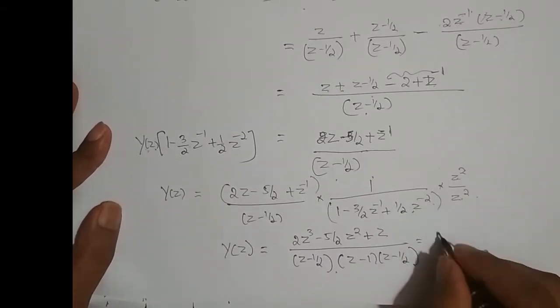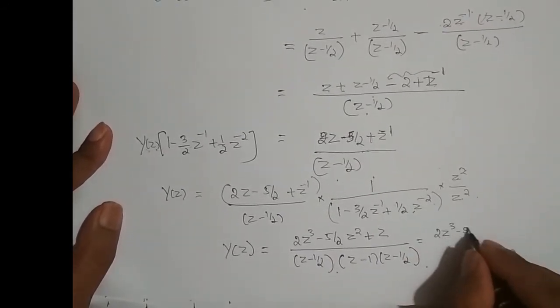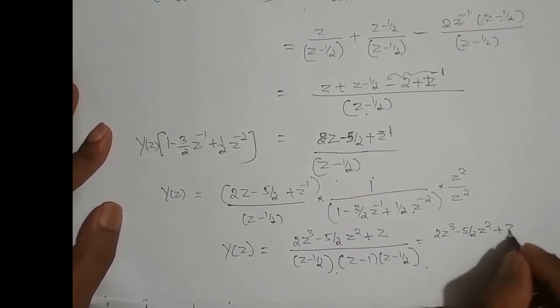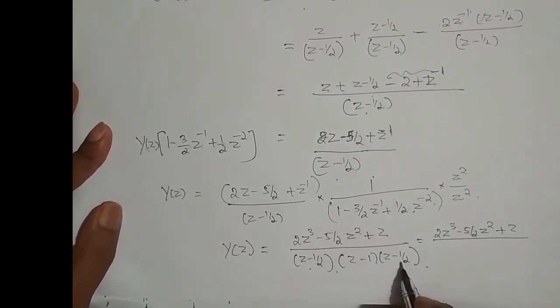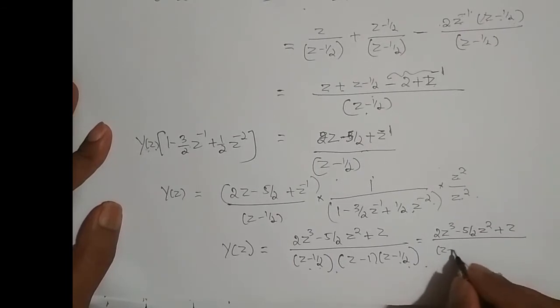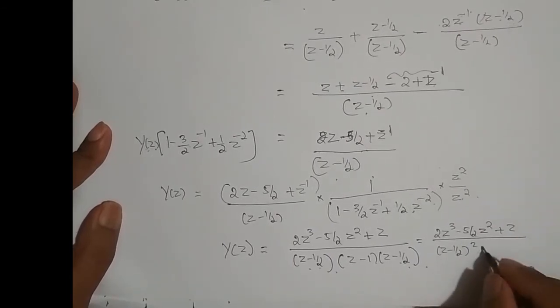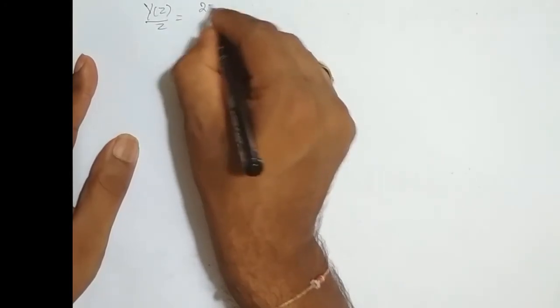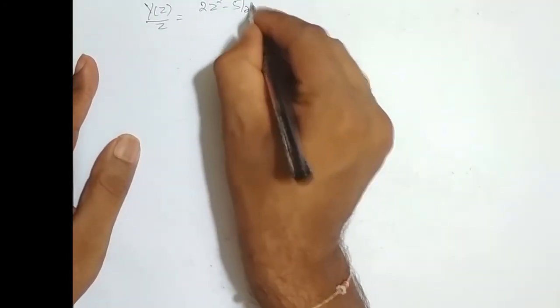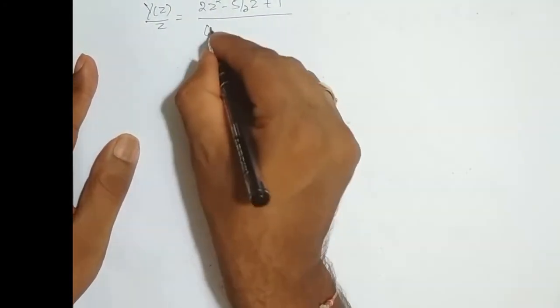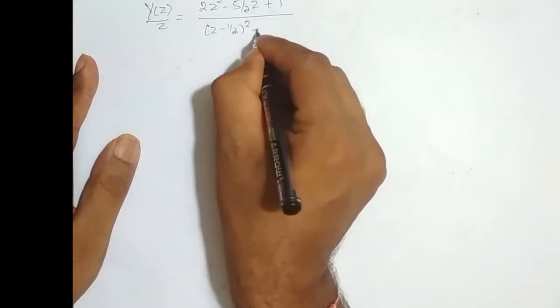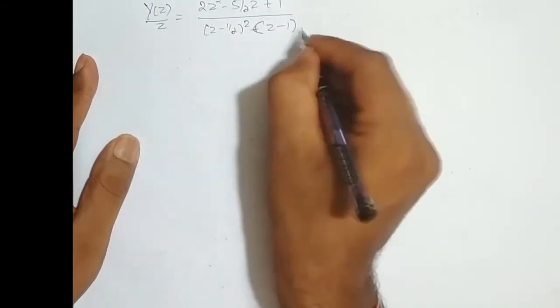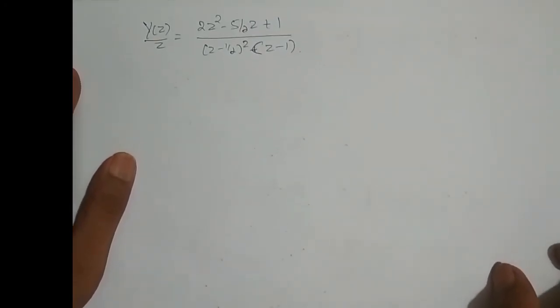Okay, and this is nothing but what? 2z cube minus 5 by 2 z square plus z divided by, so this pole is repeating, so z minus 1 by 2 whole square into z minus 1. So if I bring it in the form of Y of z by z, Y of z by z is equal to 2z square minus 5 by 2 z plus 1 divided by z minus 1 by 2 whole square into z minus 1. So this is what we get.